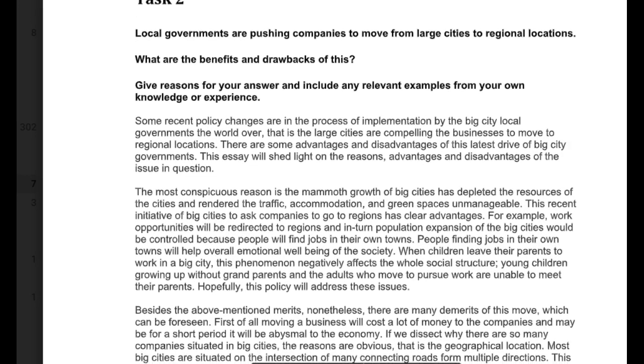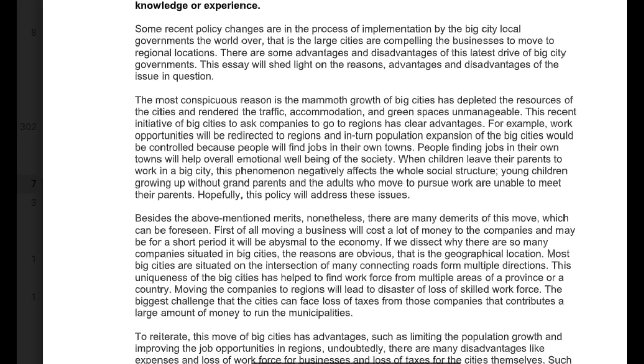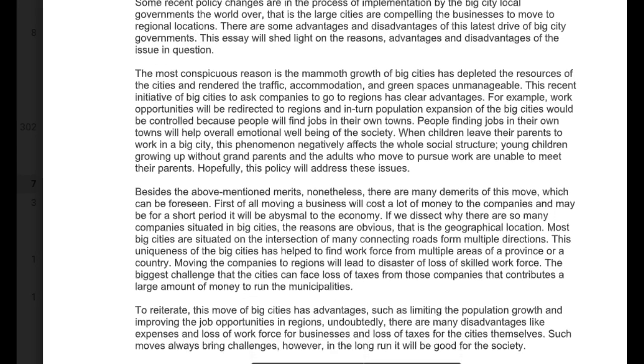Let's take a look at this Task 2. Benefits and the drawbacks of moving to regional locations. Let's see what you said. Some recent policy changes are in the process of implementation by the big city local governments the world over. That is, the large cities are compelling the businesses to move to regional locations. All right, this that is a little weird. Maybe you needed a comma after that is.